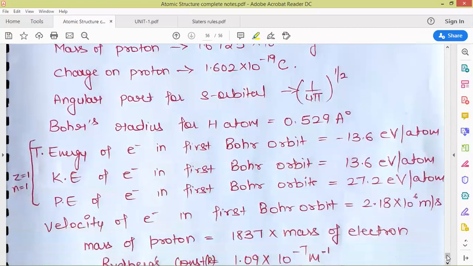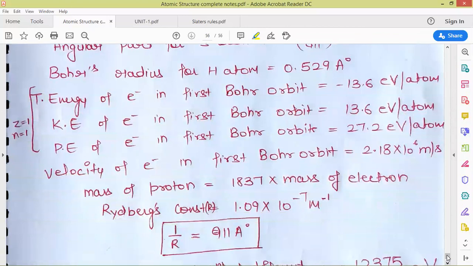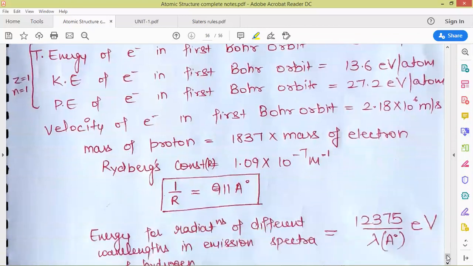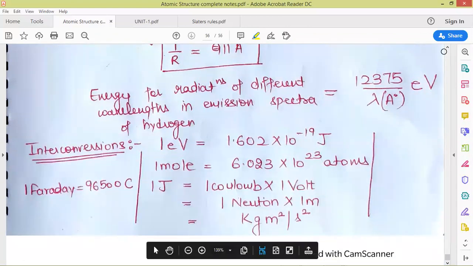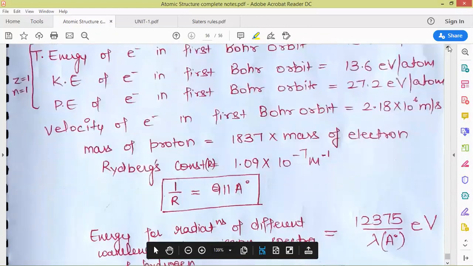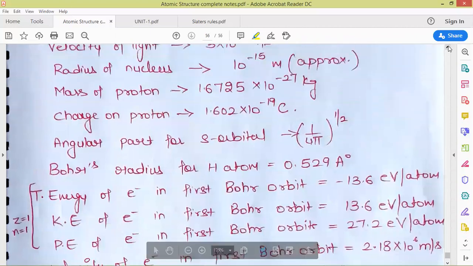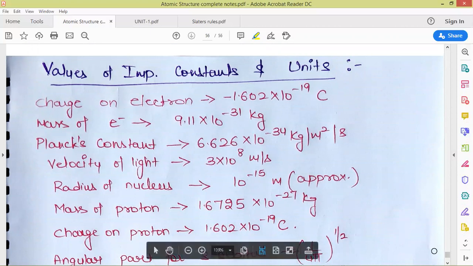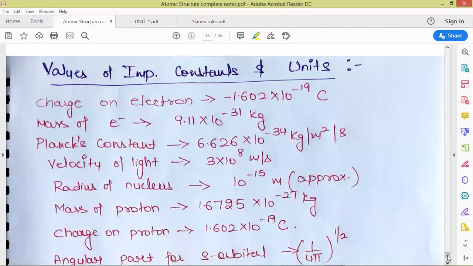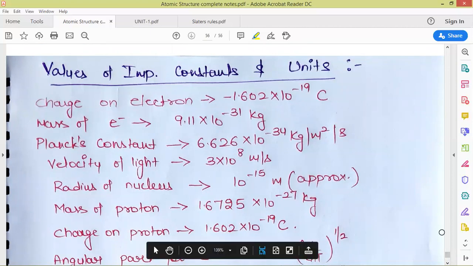These are the values. These are the energy values associated. These are some relationships, some conversion formulas. So these are to be memorized for solving the numerical problems. So in the next video, we'll be discussing this Slater's rule, and after that, we'll be having 2 lectures for the discussion of numericals based upon different questions based upon the first unit, that is atomic structure. So that is it for this video.